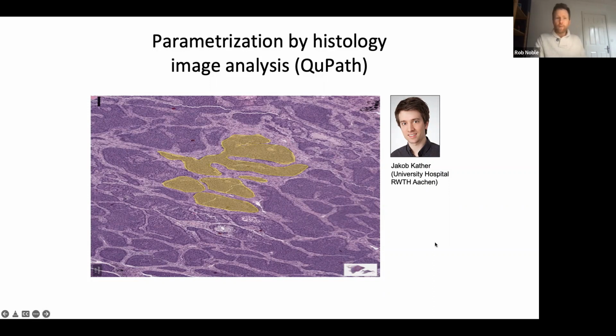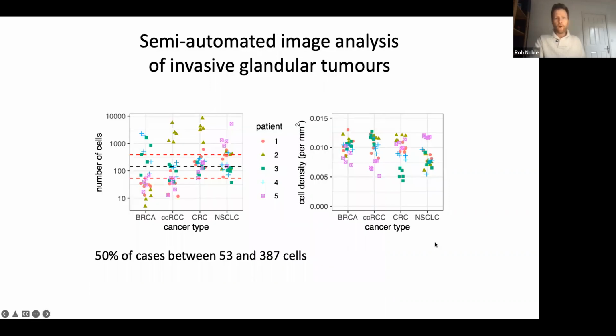So yeah, I think what Jacob did from his point of view was much simpler than many of the other things he did, which was just delineating these regions of the tumor, these contiguous regions, and counting the number of cells. So it's a semi-automated image analysis just to count the cells in these glands. And what he found is that the number of cells in these 2D sections of the glands is generally in the order of a few hundred.